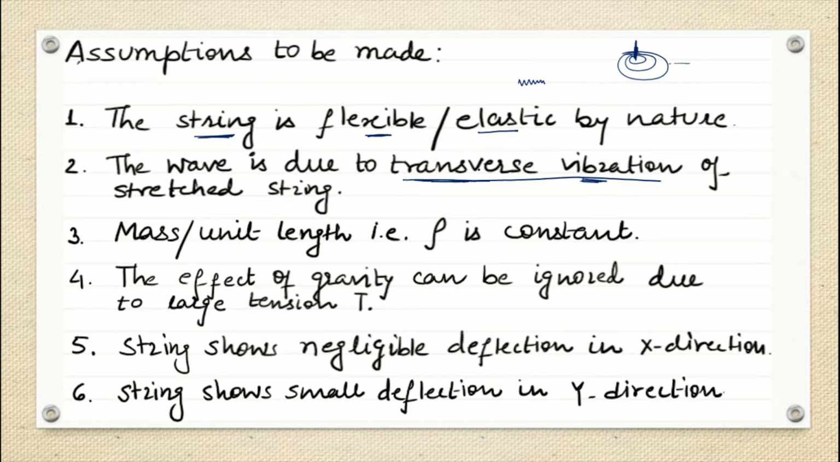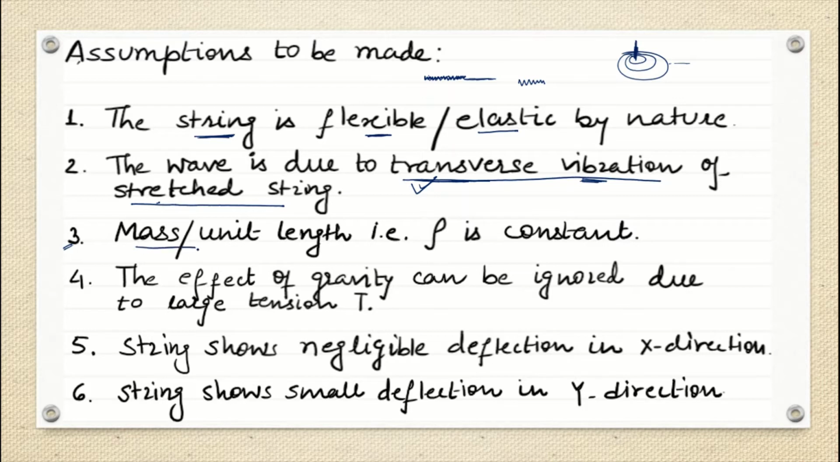The same transverse vibration we see in the string of a guitar. When you pluck the string of the guitar, you can see the motion is happening to and fro, perpendicular to the direction in which the wave is advancing. So this is called transverse vibration of a stretched string. Here we are saying stretched string, which means the string has tension in it, fine?